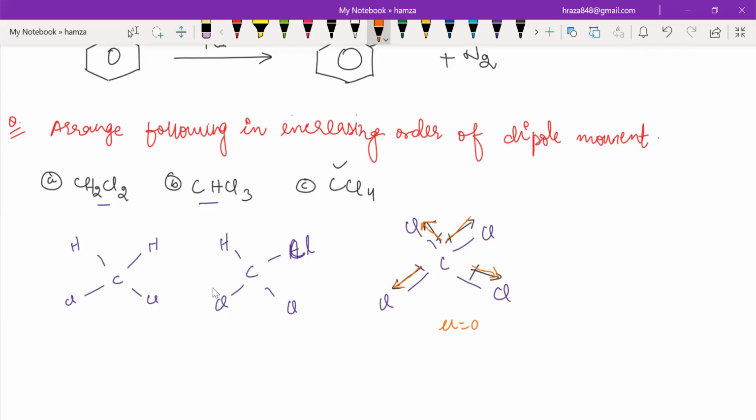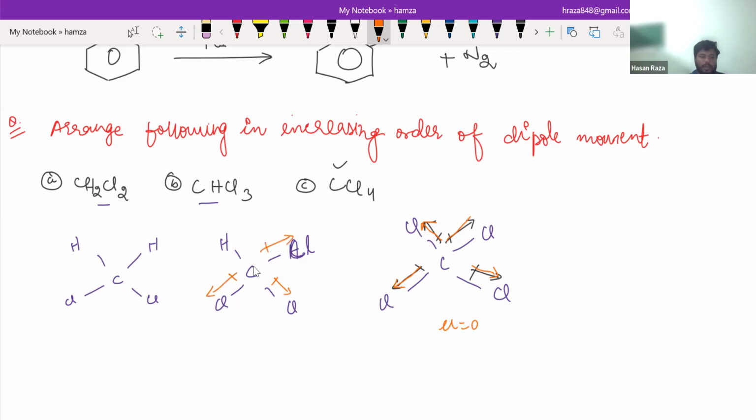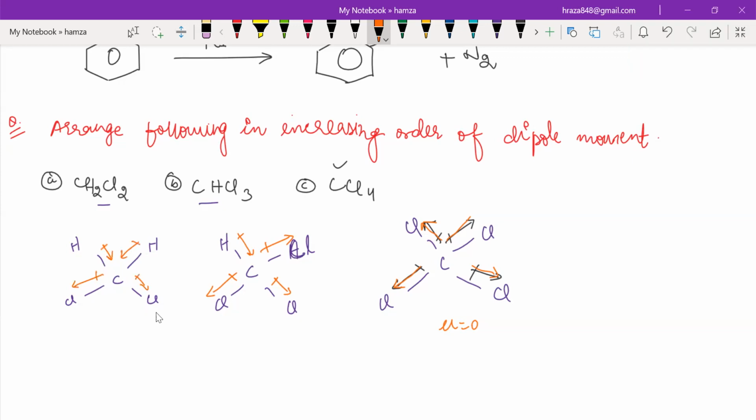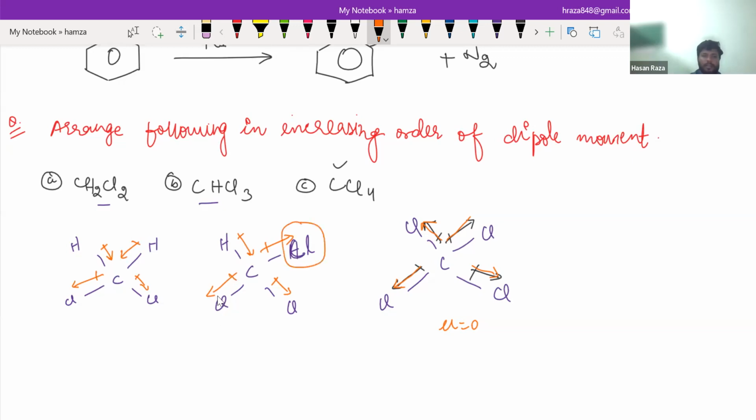Now you can see chlorine is more electronegative than carbon, and hydrogen is less electronegative than carbon. Yes or no? Can I write it like this? Yes, sir. And if you talk about this, the dipoles will be like this. Now you can see, this and this will cancel each other.